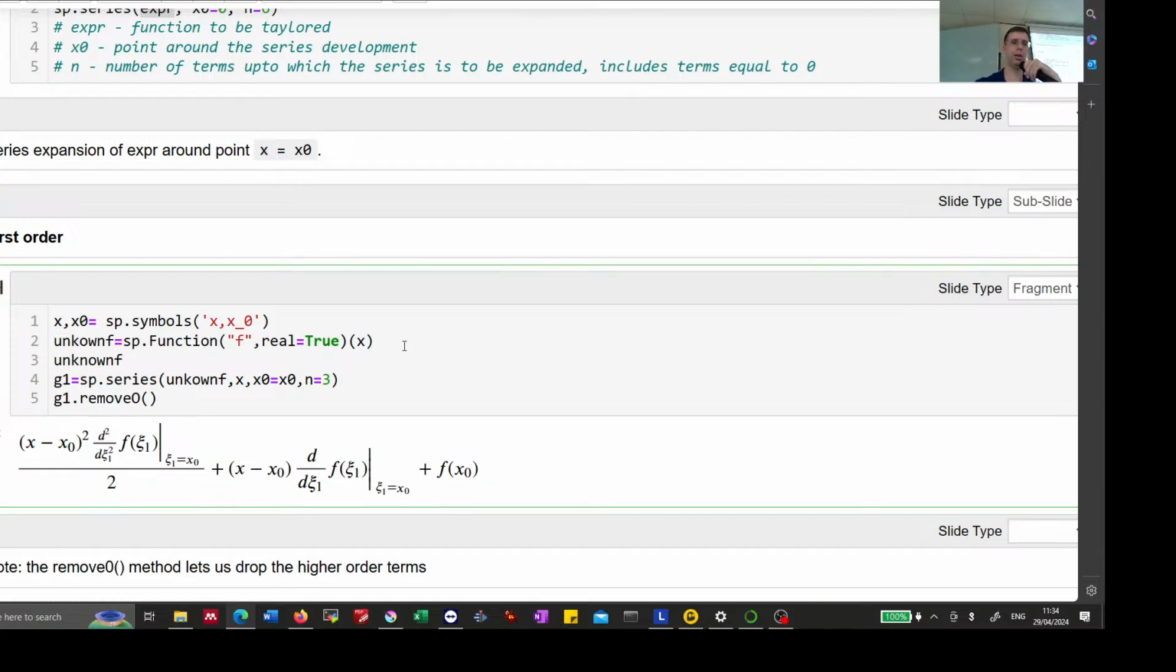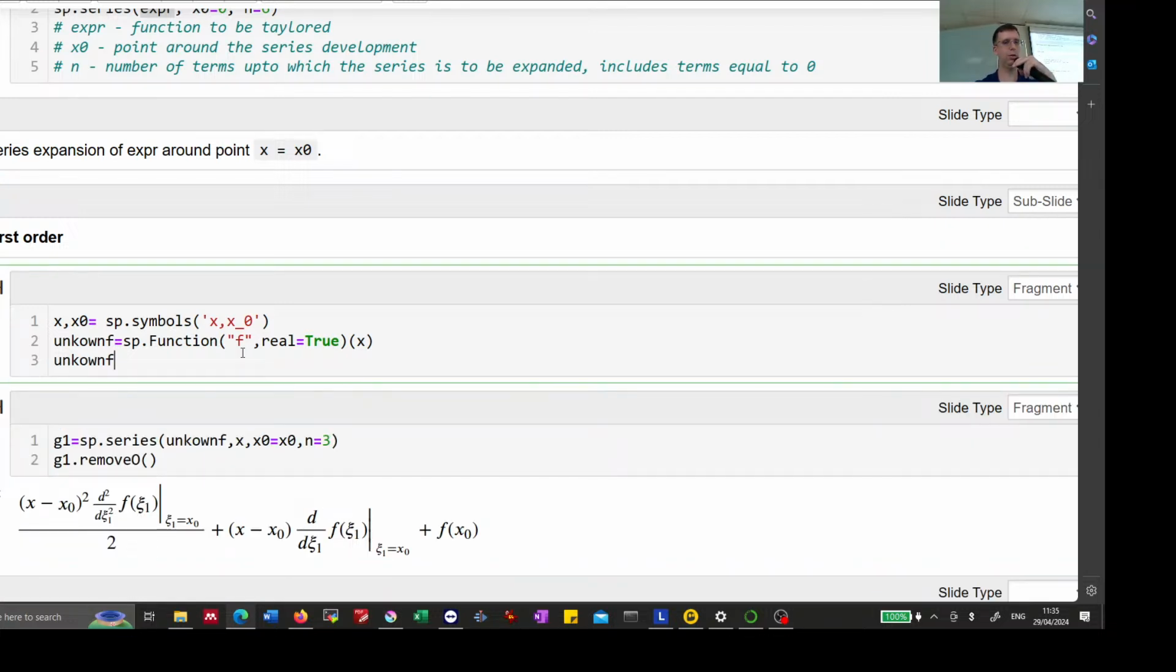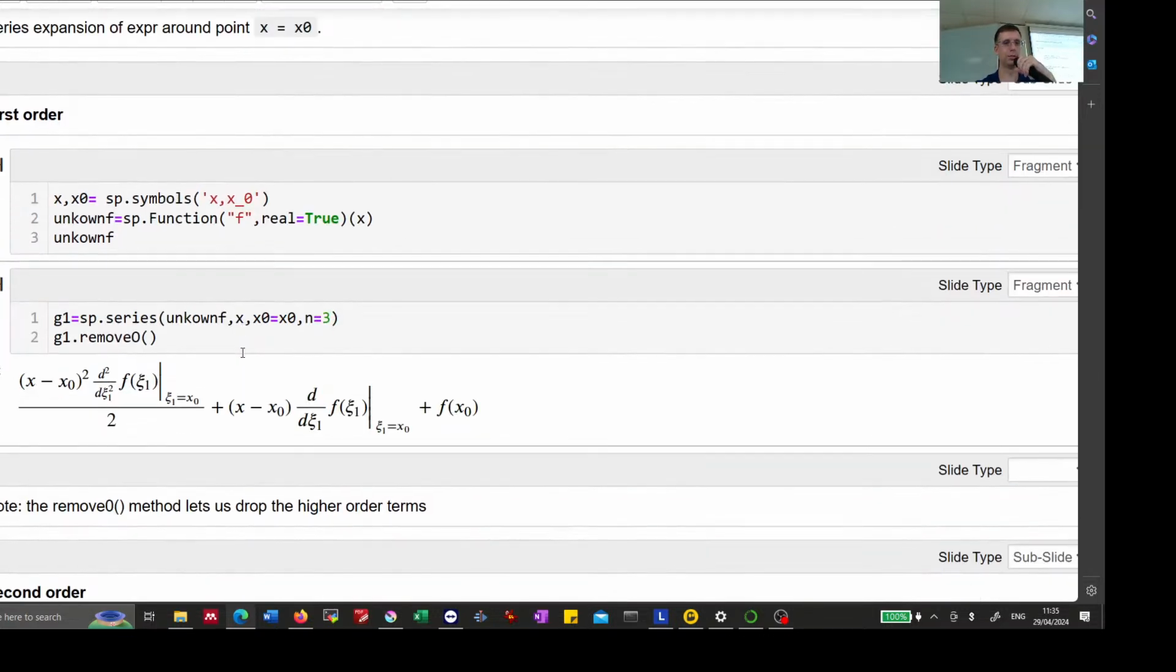So you also can Taylor expand an unknown function. A few typos here. Isn't that interesting? You don't even need to know the function to Taylor it.